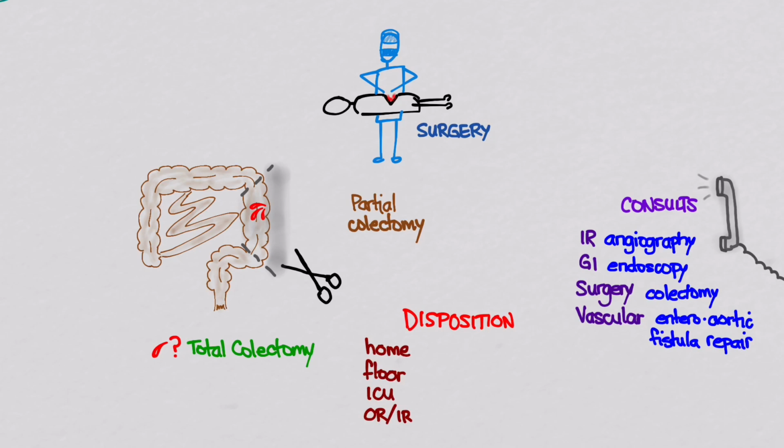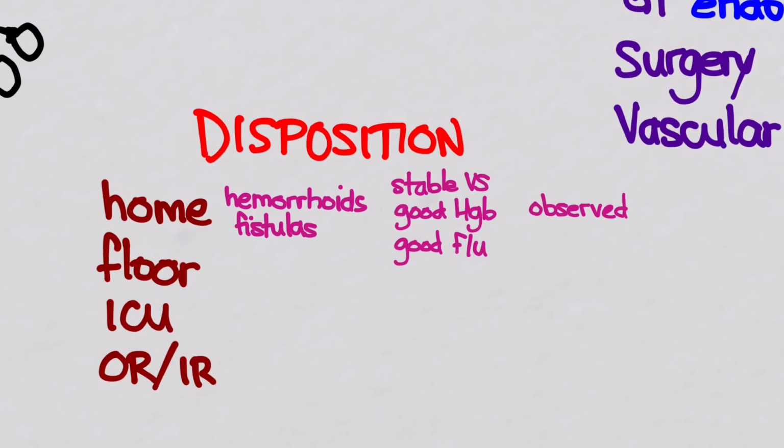And then the last thing we need to talk about is the disposition. Where are these patients going to go? Are there any who could go home? Sure. Patients with hemorrhoids or fistulas, or maybe even Crohn's disease or ulcerative colitis that are stable, they have good vital signs, their hemoglobin is good, and you have good follow-up for them, and maybe even observe them for a while, because you have to make sure with these hemorrhoids and fistulas that it's not really a more proximal source, and they do fine, and then you feel comfortable sending them home.